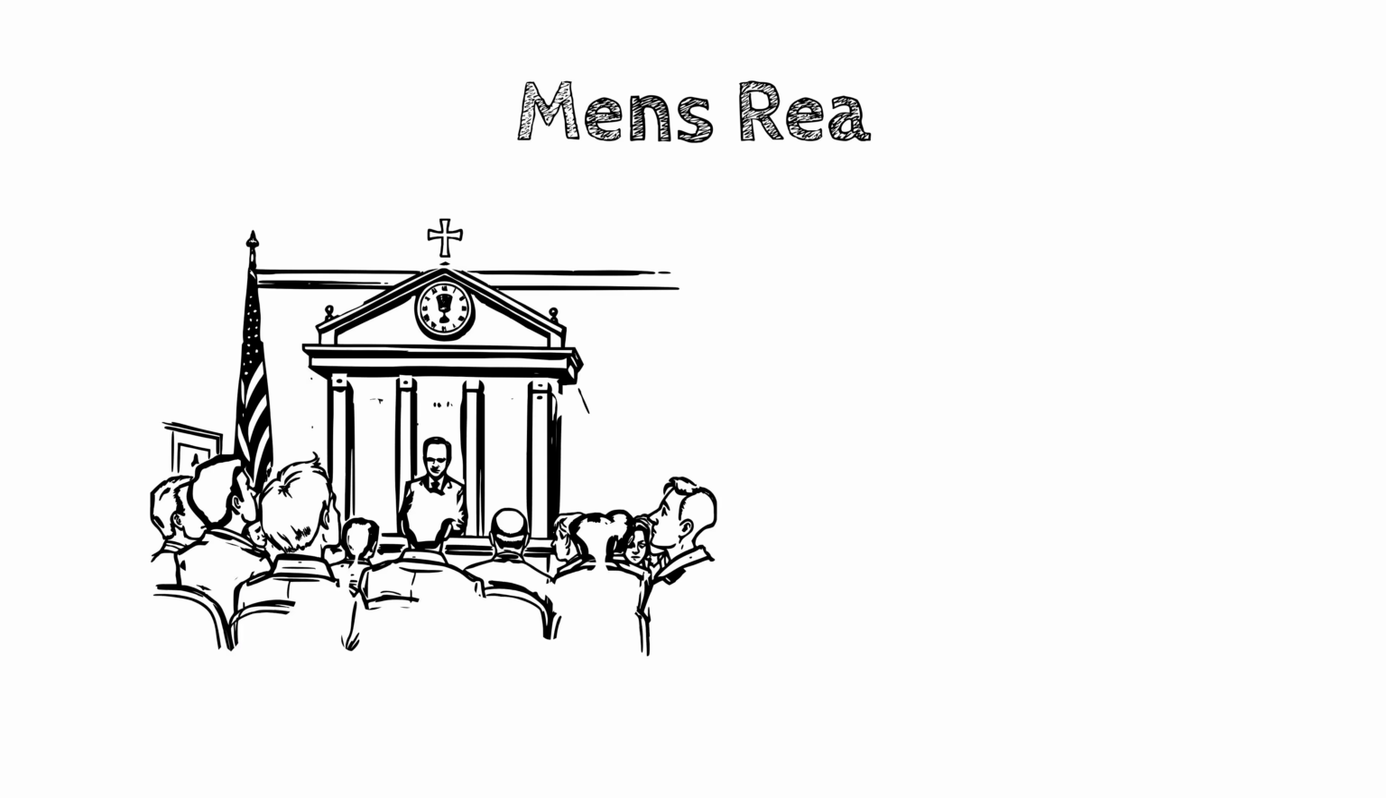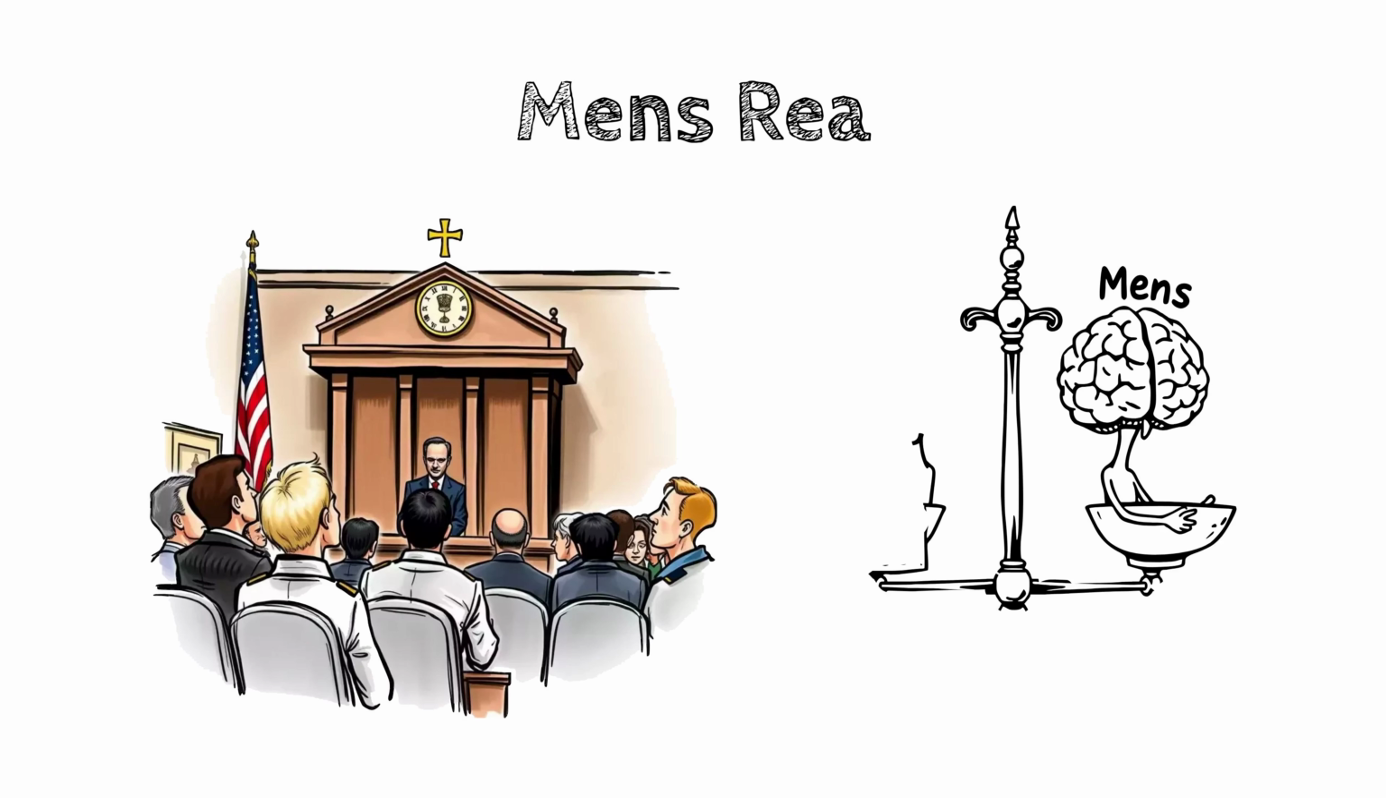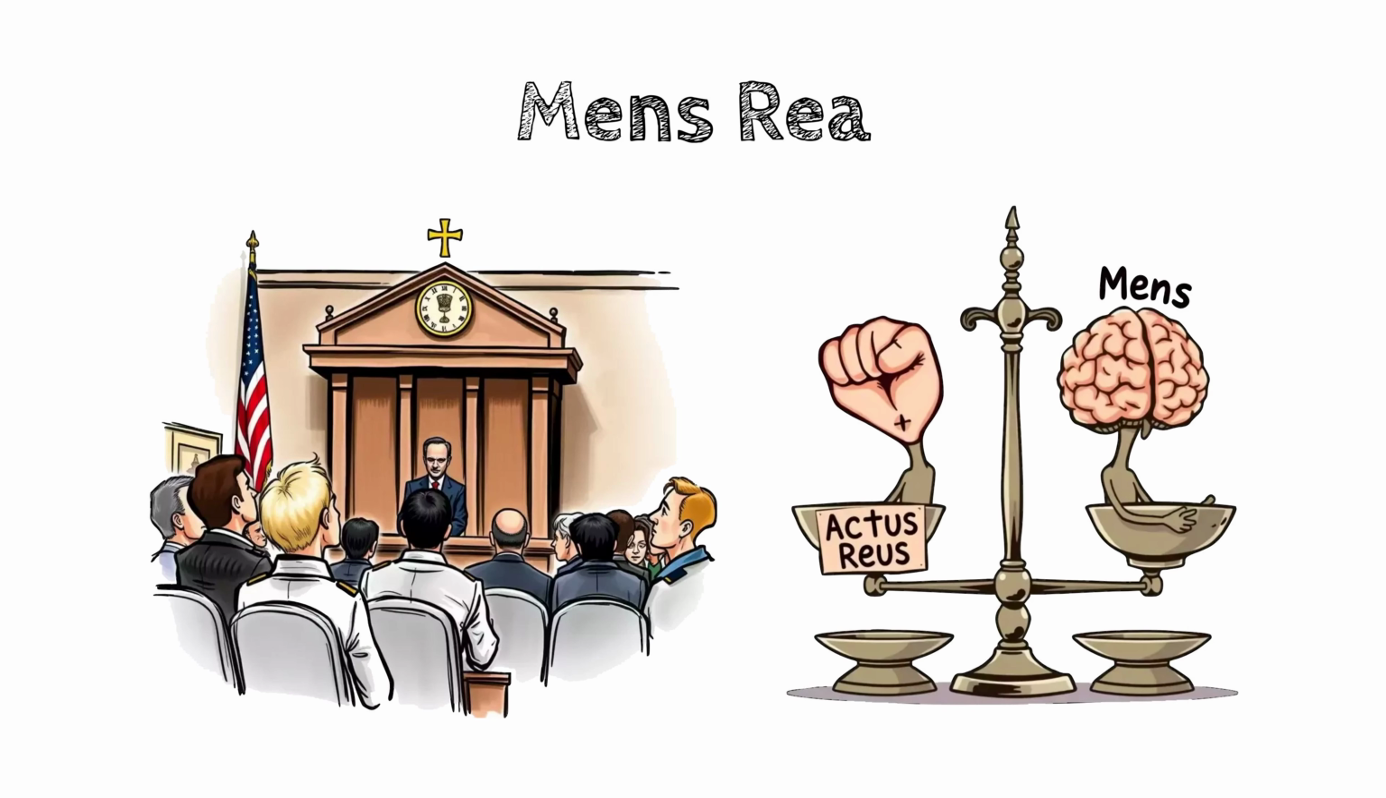In this video, we will be discussing mens rea and how it plays its part. In criminal law, it's not enough to prove that someone did something wrong. We also need to ask, what was going on in their mind at the time? That's where mens rea comes in, the guilty mind. Let's explore what it means, how it works, and why it matters.